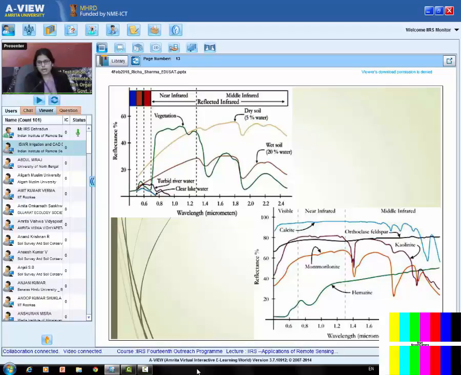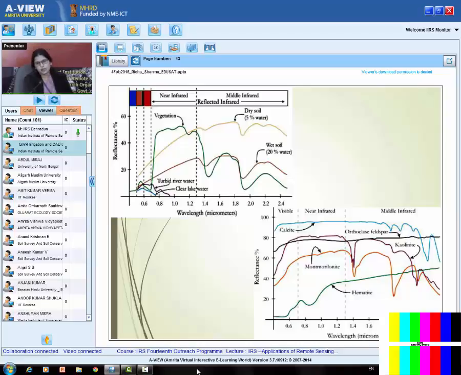Then there is the other mineral, the clay mineral, what we call kaolinite. The kaolinite will give us a doublet of absorption. The doublet absorption is at 1.4 and 2.2. You can see a doublet. The dip is not just a single dip, it is a small dip and then the other one. So this doublet at 2.2 is very peculiar for the kaolinite mineral.